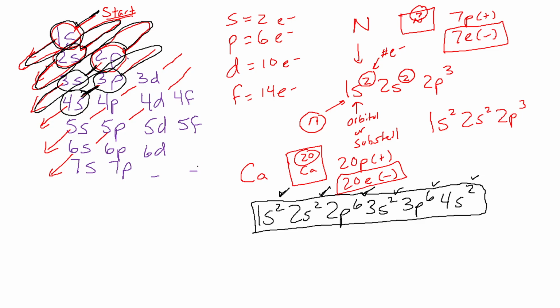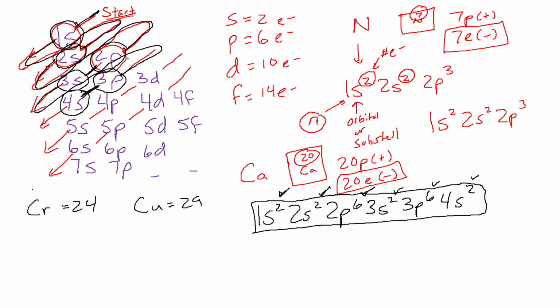So if you follow this chart, you pretty much will always get the right electron configuration. There are a couple of exceptions. There's actually a number of exceptions. Two exceptions, for example, would be chromium, number 24, and copper, number 29 on the periodic table.